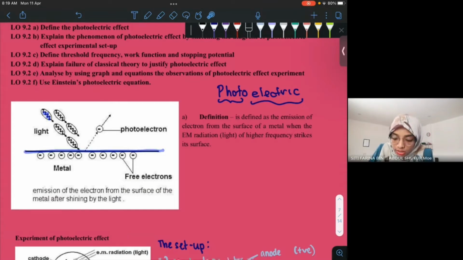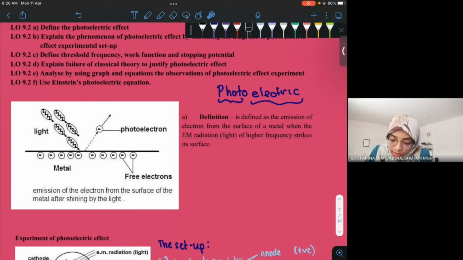Okay, when you strike the light here, light which is your EM radiation tadi, okay, apa yang akan jadi adalah dia akan cuba emit the electron from the absorption of the light tadi. Okay, kita suluh cahaya pada permukaan itu akan absorb the cahaya, lepas tu dia akan release the electron. Ini adalah proses of emission of electron from the surface when EM radiation light strikes its surface.